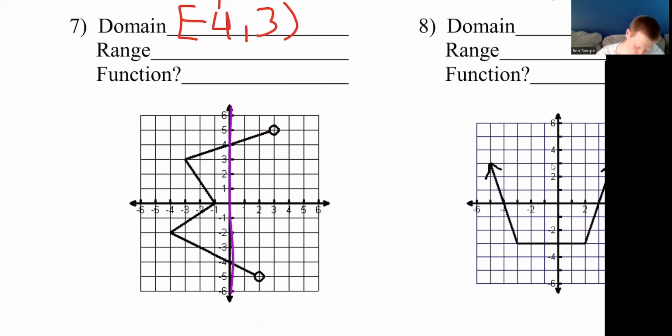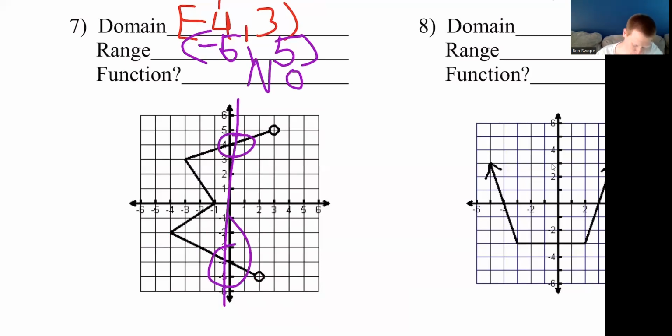Range. Well, the highest it goes is 5. The lowest it goes is -5. That's what we're between. And these high and low points are actually open circles, so they would both be parentheses. Is this a function? Heck no, it's not a function. It hits 2 spots, so nope.